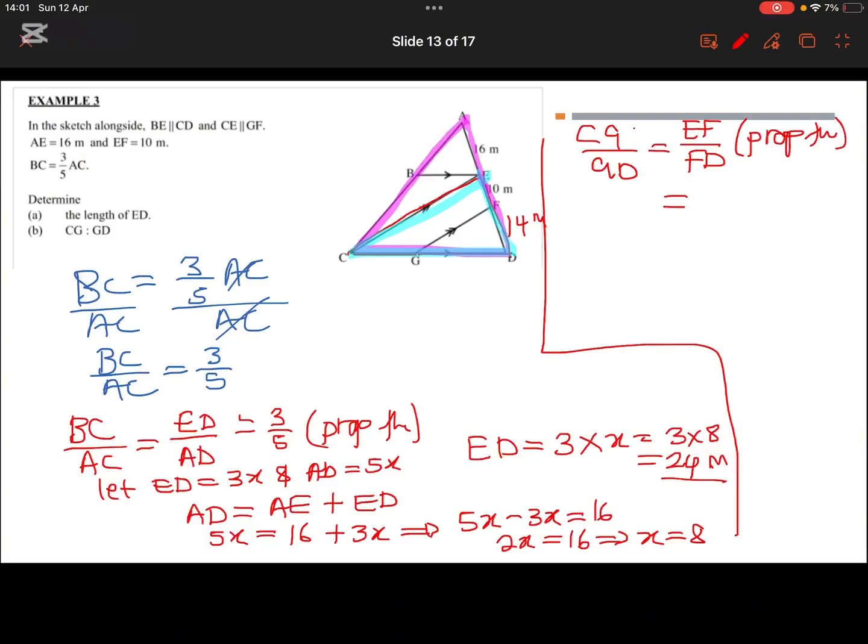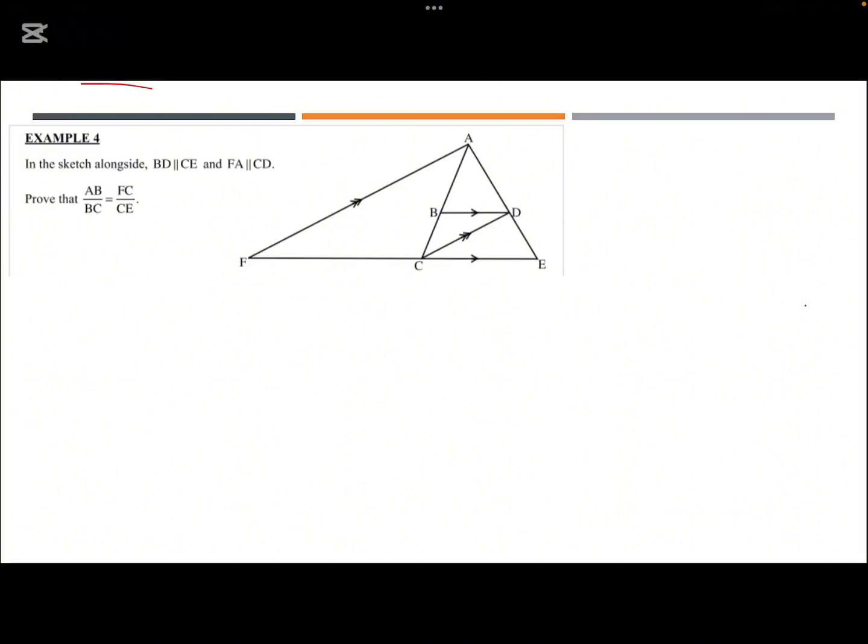And then now we know what EF is equal to. It is equal to 10, and FD will be equal to 14. And then it means now we can express that in terms of 5 over 7. Then now in the form of CG is to GD, it will be 5 is to 7.